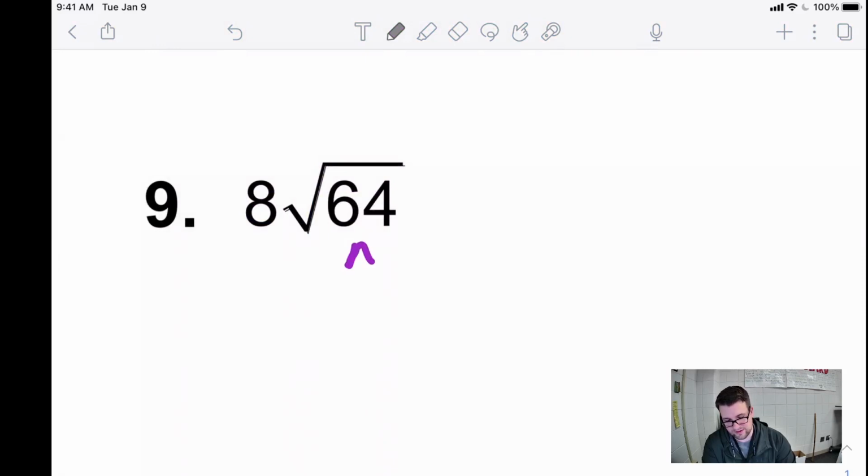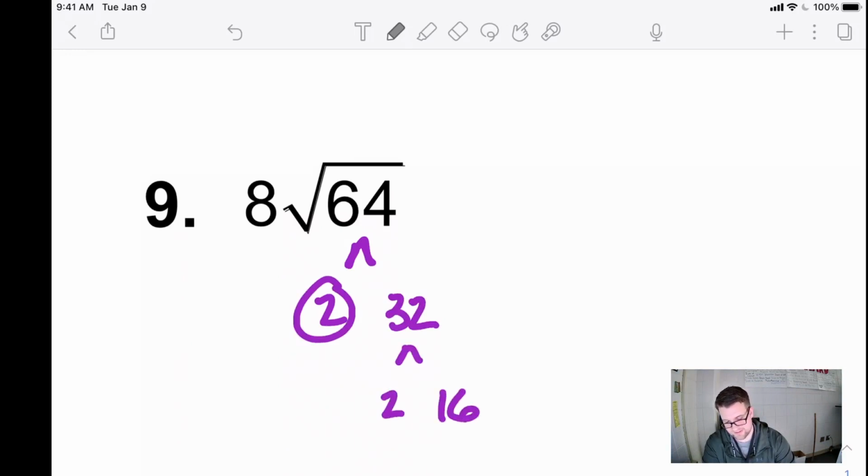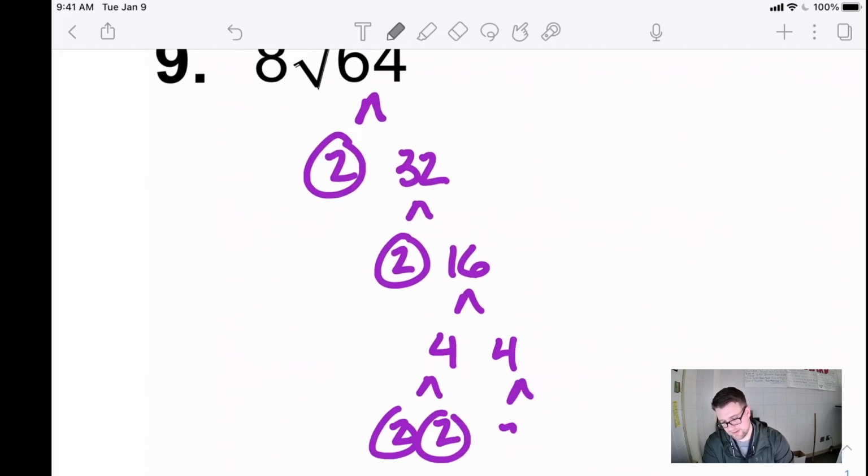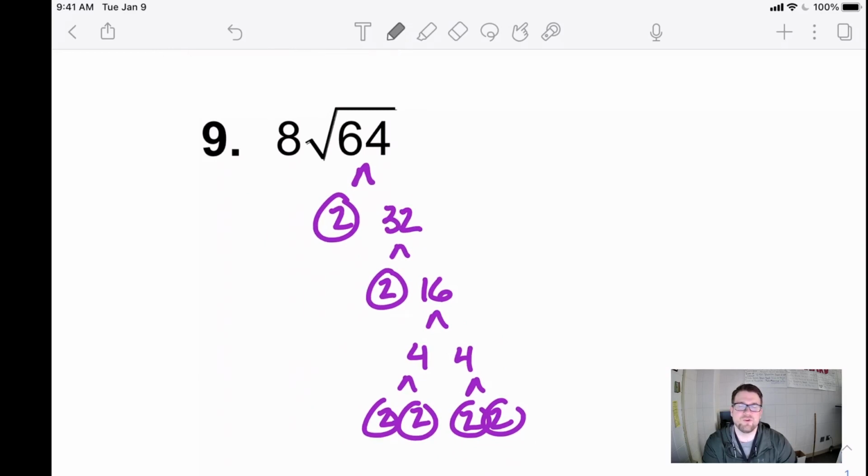When we break down 64, maybe you'll break it down as 2 and 32. Now, 2 doesn't get smaller, but 32 can turn into 2 and 16. 16 will break into 4 and 4, and 4s break into 2 and 2, and 2 and 2. Now, one thing to know about this is if you broke it down a different way, you should still get the same ending numbers. That's one of the nice things about this: we do have a little bit of flexibility as to how we break these numbers down.